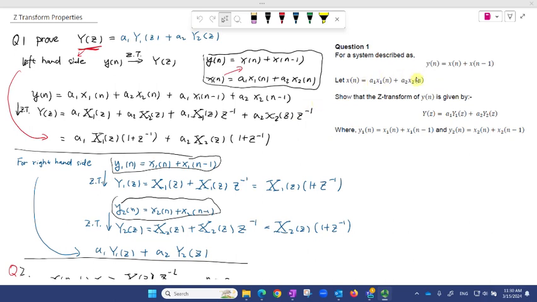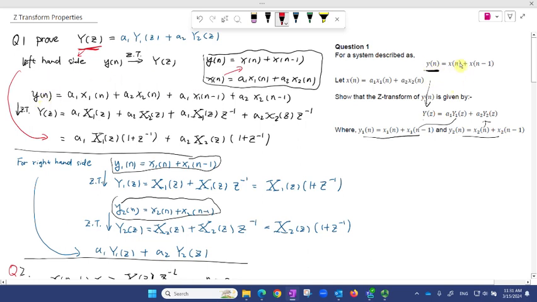Here, if we want to prove that this one is true, what we do is we first find the expression for y[n], and then we do a z-transform. And then that's the left hand side. For the right hand side, we do the z-transform for these two. If we can find that the left hand side and the right hand side match, then it's good.